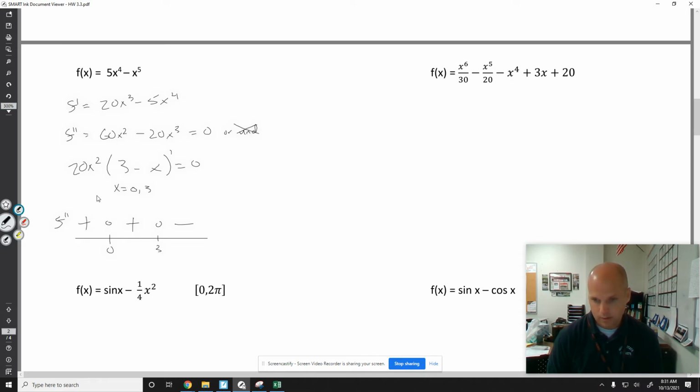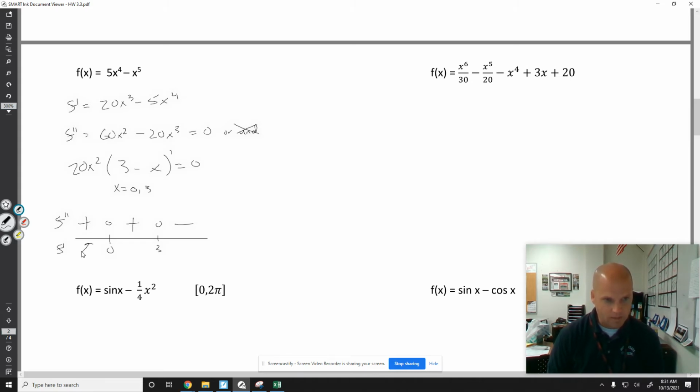Let's double check that. Let's plug in negative 1. Negative 1 squared positive times 20 positive. 3 minus negative 1 positive. So that checks out. That's positive. If I plug in 1, 20 times 1 squared, boom, positive. 3 minus 1, boom, positive.